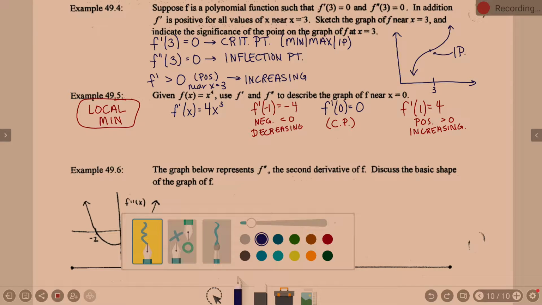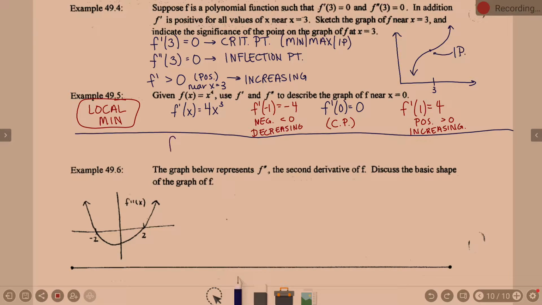Now, we were also asked to talk about the second derivative, yes? So what is our second derivative? Second derivative is what? 12x squared. Multiply by the 3 out front, subtract 1 from the power. And again, we want to inspect the second derivative at 0. We can use the same -1 and +1, yes? So what do you get when you plug -1 into the second derivative? 12. What do we get when we plug +1 in? What do you get when we plug 0 in?